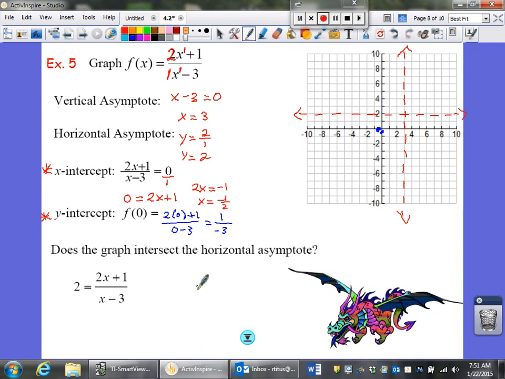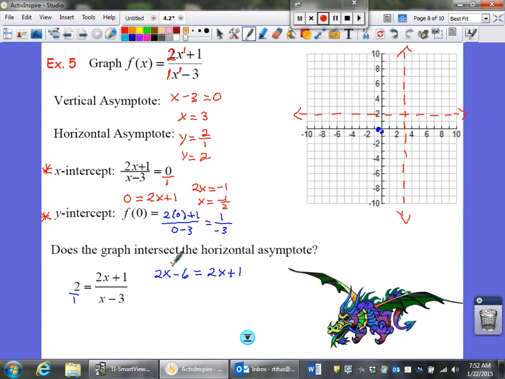Okay, so let's see here. Another question that we're going to answer by picking enough points: does it cross the horizontal asymptote? What number was the horizontal asymptote? It was 2. You can solve this the same way we did before, except you don't have a 0, so it's a little tougher. You have 2 times x and 2 times negative 3, so that would be 2x minus 6 equals 1 times 2x plus 1.